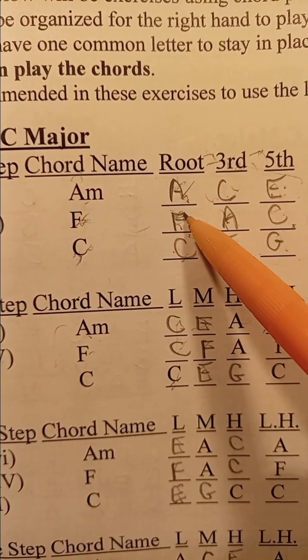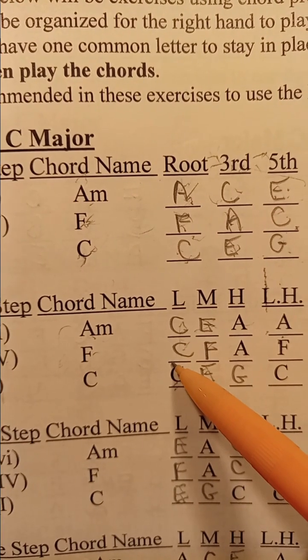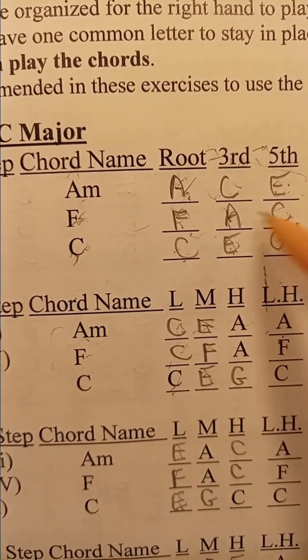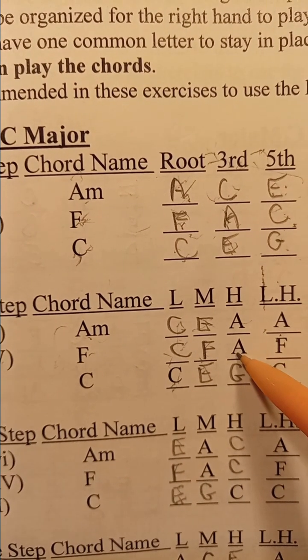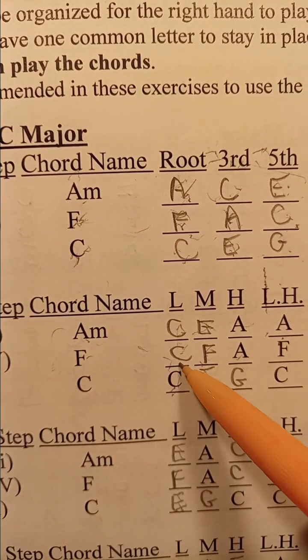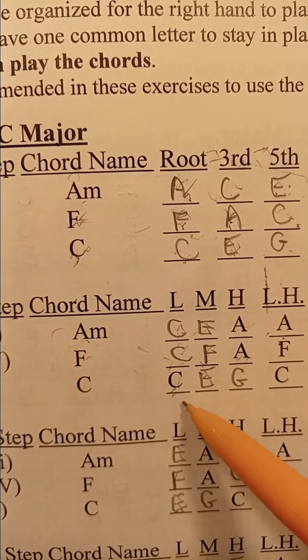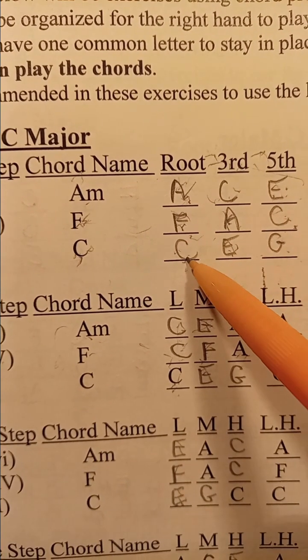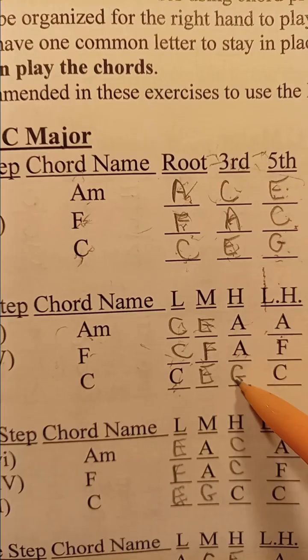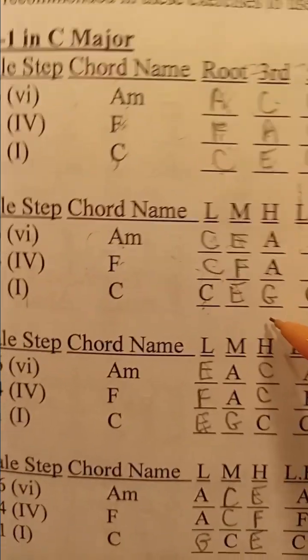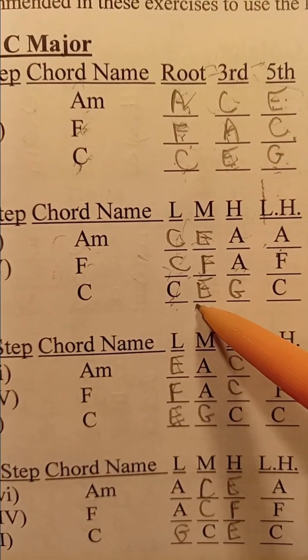The F chord would have C as the low note, and after the C we would have F, and after F we would have A. So our F chord will be C, F, A. With the C chord, we could just follow the example that we wrote above, C, E, G and C, E, G. And that'll be our first set of how we organize those chords.